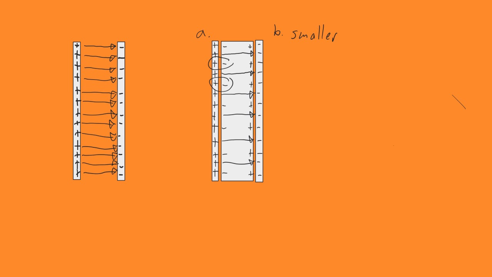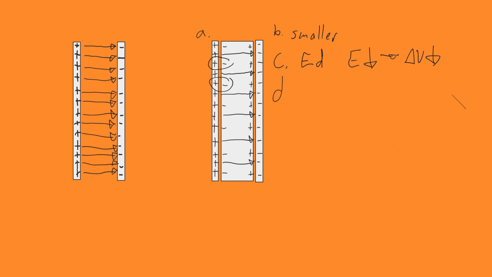So if the electric field has gotten smaller, what's going to happen to the potential difference? Well, we know that the potential difference is going to be equal to the electric field times the displacement. Since the electric field has gone down, E goes down, this means that the change in voltage is also going to go down. We haven't made the distance between them smaller, but we have made the electric field smaller.